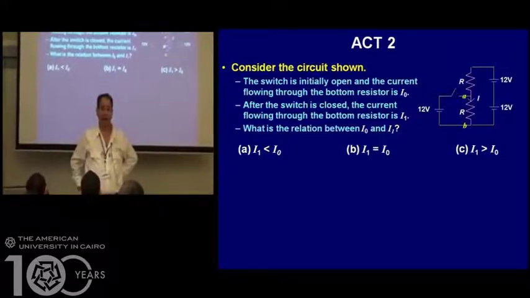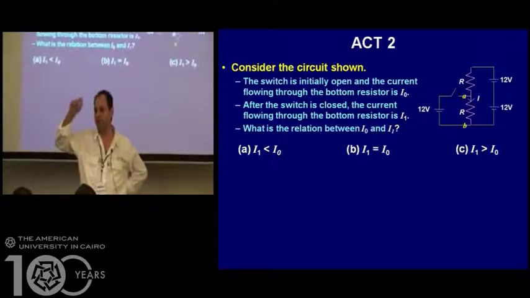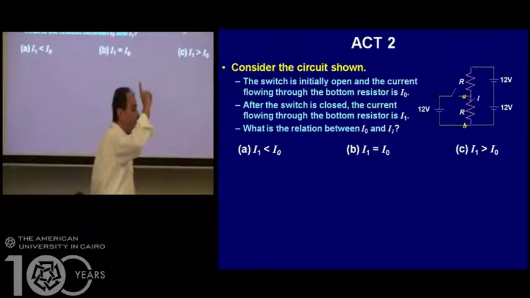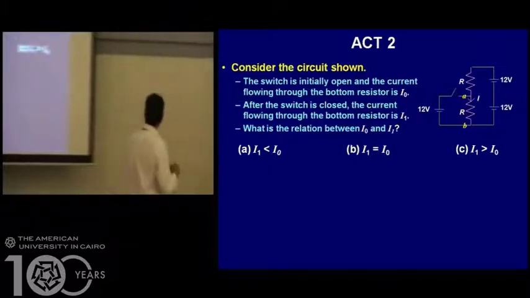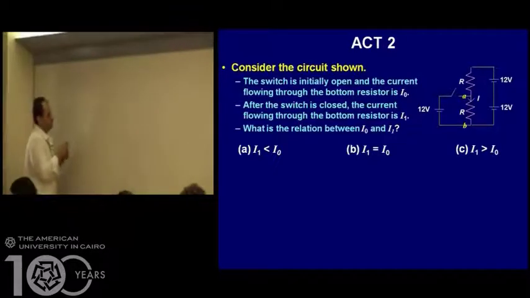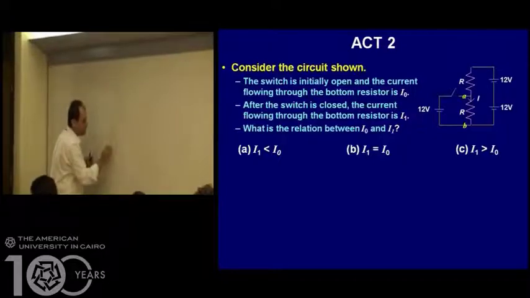Obviously, we have a one-loop circuit. Before we switch the switch on, we have a one-loop circuit. This is the loop. This is the circuit actually.